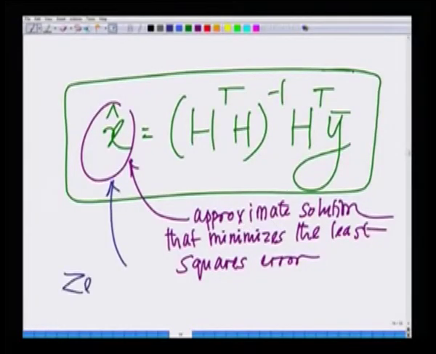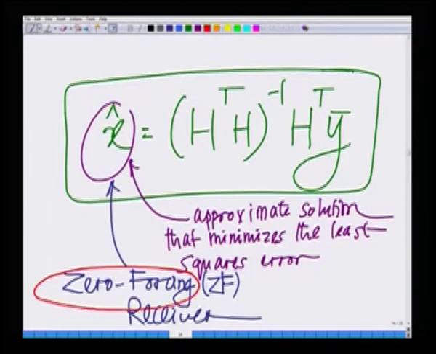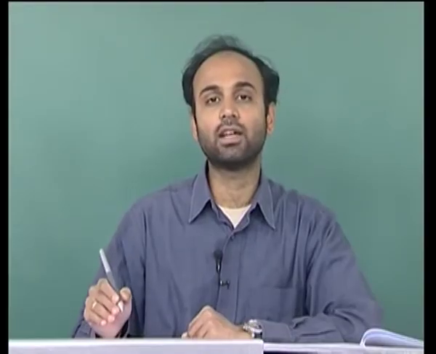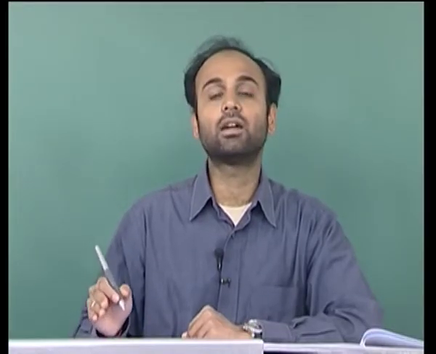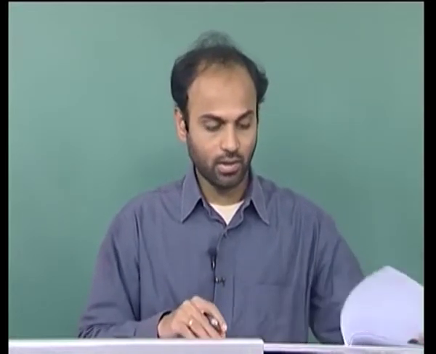This is known as the zero forcing receiver, abbreviated as ZF. Let me write it as the title. This is known as the zero forcing receiver, all right, which is x hat equals H transpose H inverse H transpose y, which minimizes the least squares error. This is known as the zero forcing receiver.